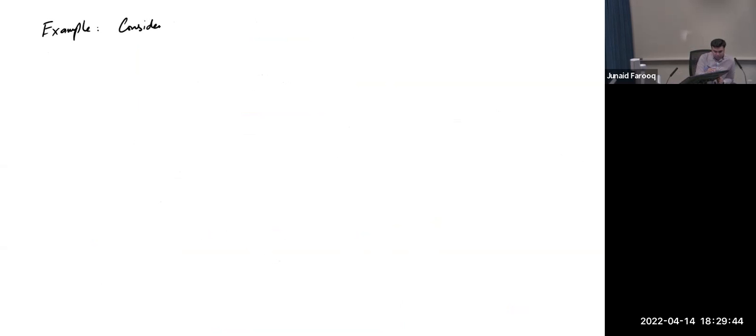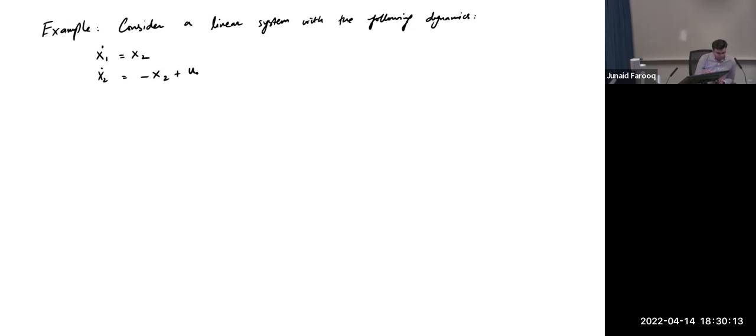Consider a linear system with the following dynamics. So x1 dot equals x2 and x2 dot equals minus x2 plus u, and y equals x1. So we want to discretize the system.